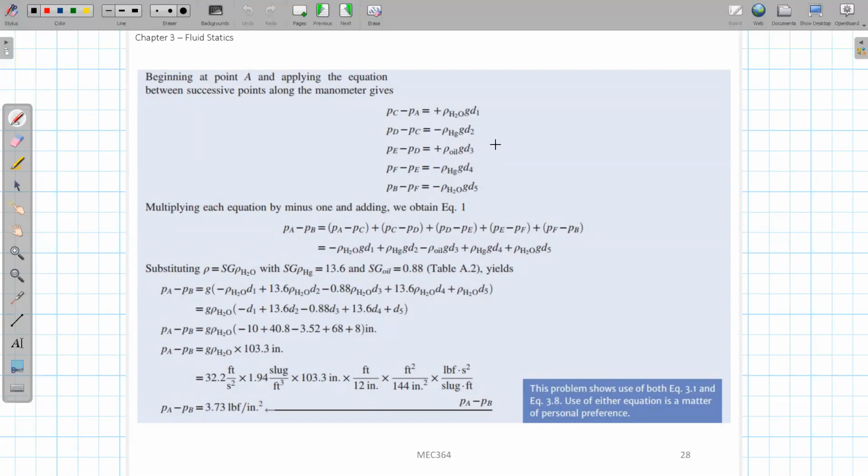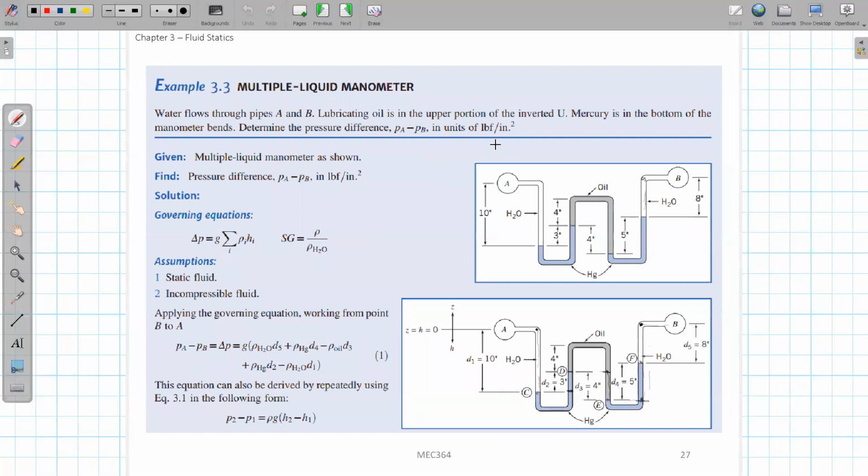So, any question here? Okay. So this is only valid when you have multiple fluids inside this manometer, okay? Any question? No question. Okay, that's great.